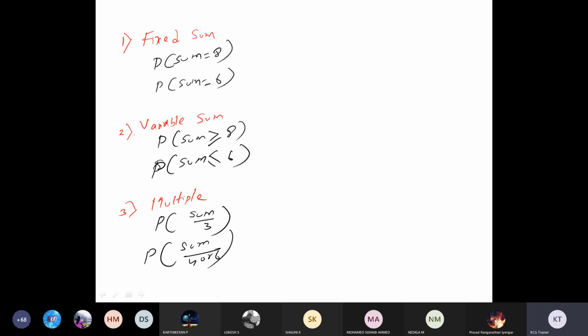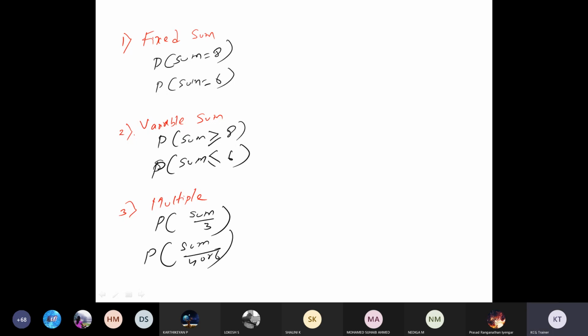These types of questions are called fixed sum, variable sum, and multiple. So these three concepts you will get in exams. These are the three types of concepts in dice. But the problem is that it is easily solvable, but actually it's time-taking. Any one of you, please complete these questions, then I'll tell you the shortcut.